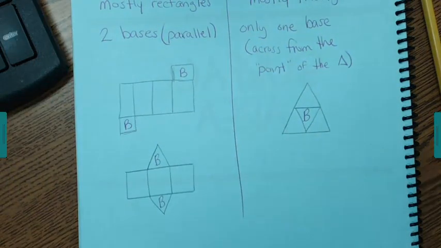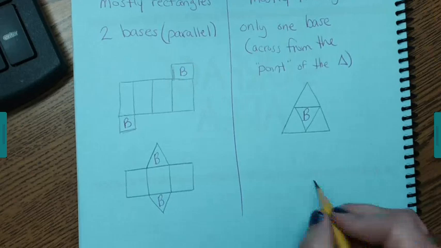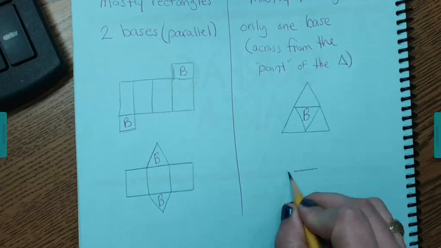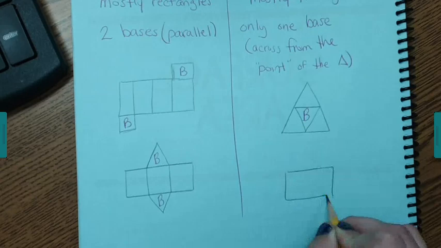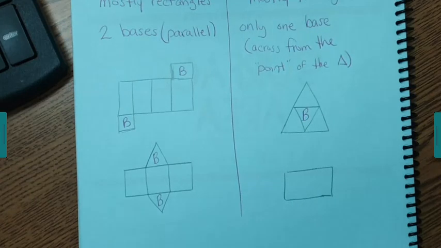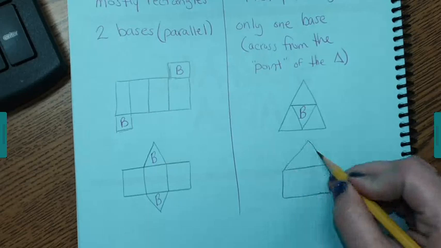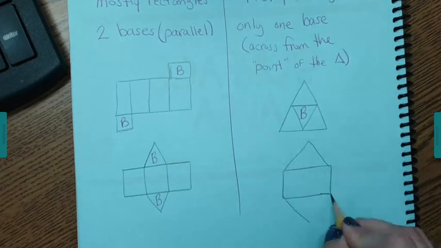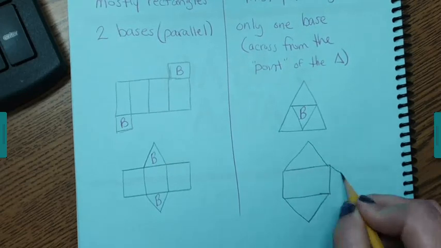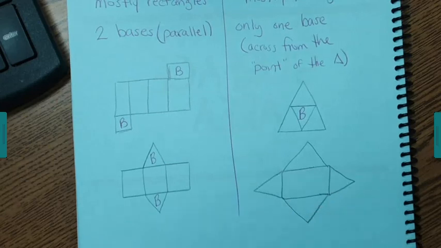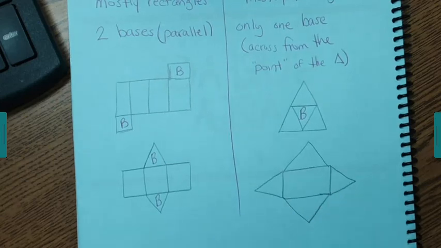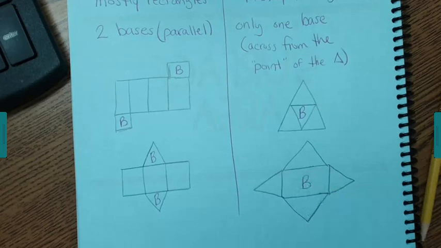Now the other one, our base was a rectangle, so draw a rectangle. And then each side is going to have a triangle. And we said our rectangle or our square was our base.